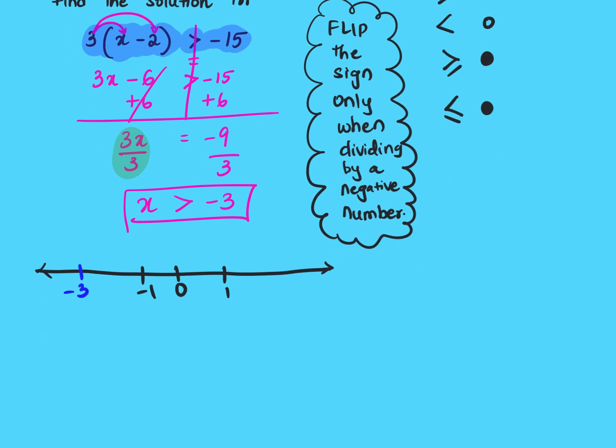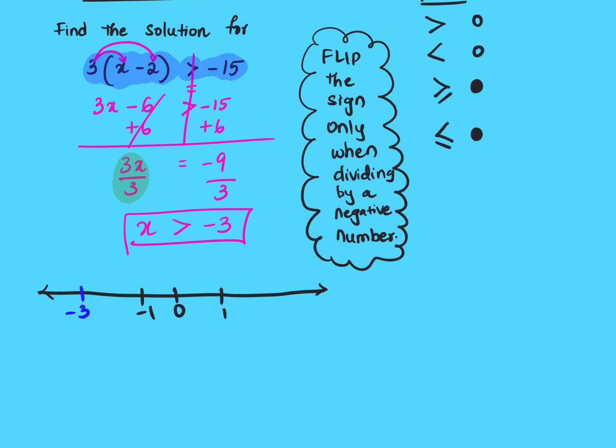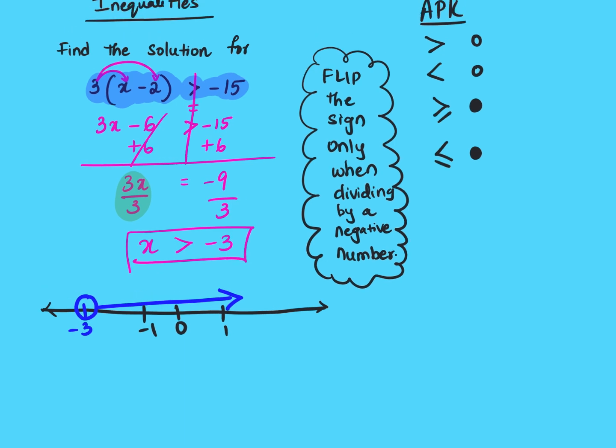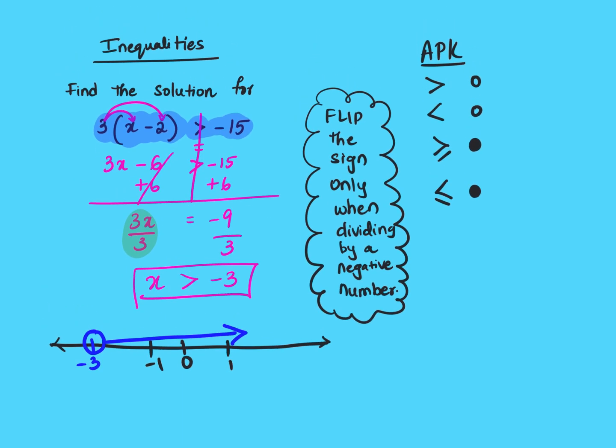So as I said, if the symbol is just that, you're going to show an empty circle. And x is greater than negative 3. So that means you're going to highlight the numbers that are above negative 3. So going this way. So this is how you would have achieved solving this inequality.